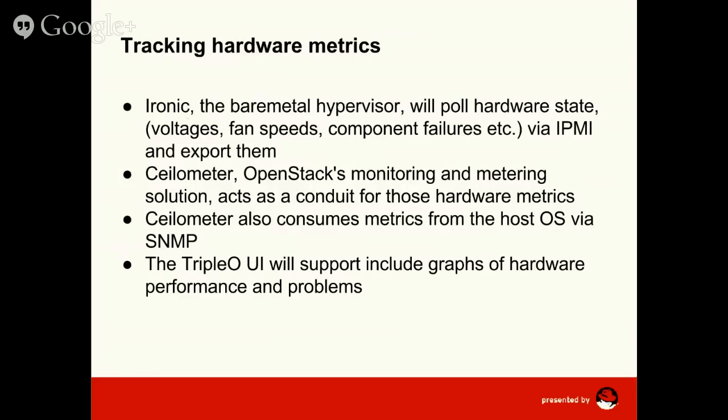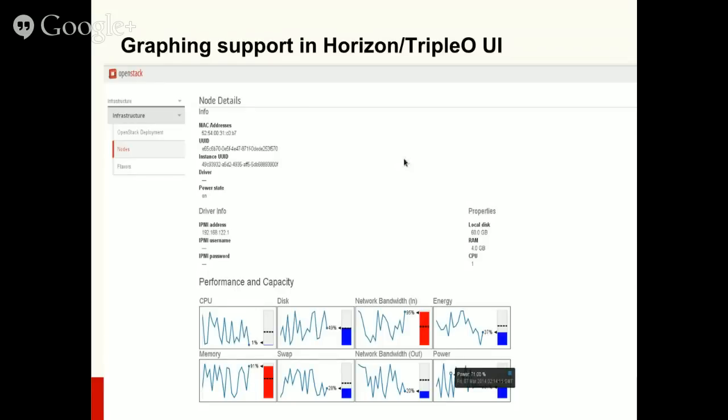We'll also get host OS state from physical servers via SNMP, and then we're going to aggregate all of that information in the TripleO UI so that operators get a view of the actual state of the physical hardware that's running their cloud. So this screenshot is here in order to show you the graphs at the lower part of the screen. We have recently done a lot of work.